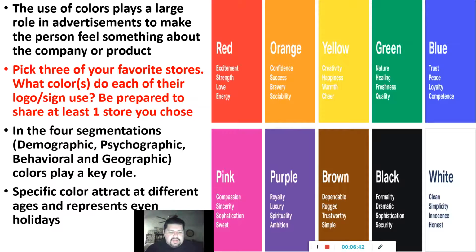Even holidays, believe it or not, use this too. So think of Christmas. What colors are associated with Christmas? There you go, red and green. Usually, typically, people are with family, stuff like that. So you've got love, you've got energy, you've got nature, you've got healing. And that's a time for Christmas to be with family and to embrace each other and to start anew. So there's that.